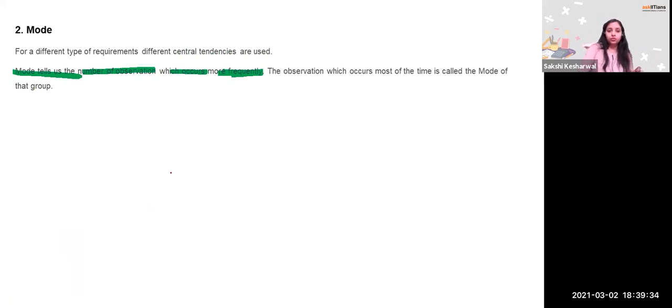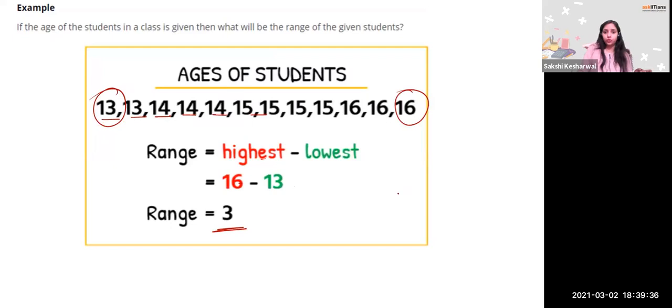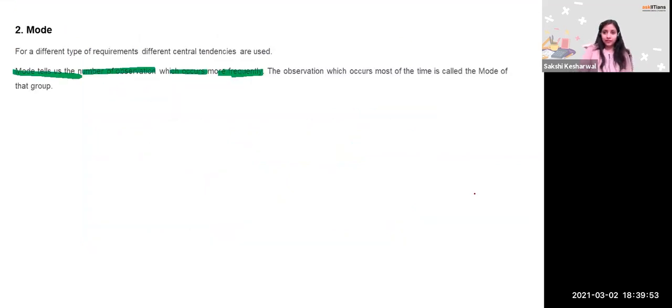So if I give you the last question, what is the mode over here? If I ask what is your mode, your mode will be what? Which observation has occurred the most? 13 is occurring 2 times, 14 is occurring 1, 2, 3 times, 15 is occurring 1, 2, 3, 4 times, and 16 is occurring 3 times. So you say that the mode is equal to what? 15.